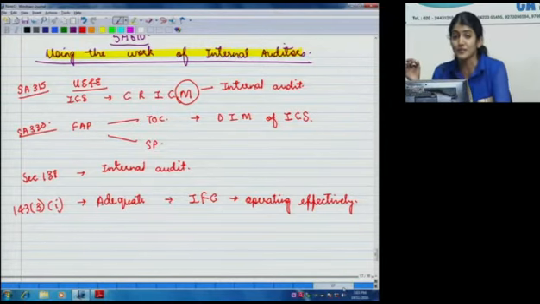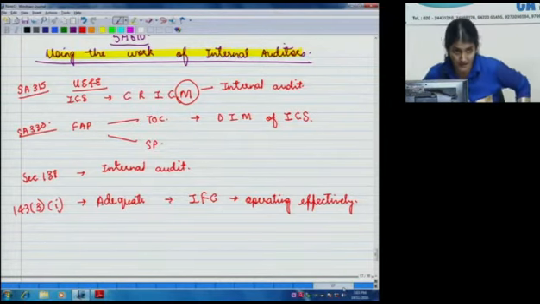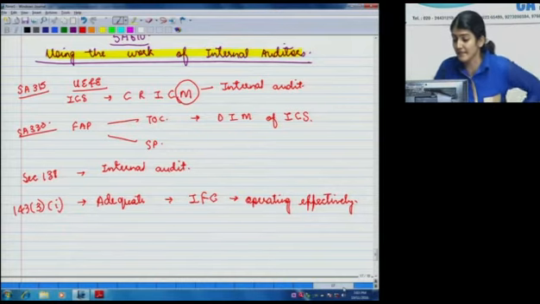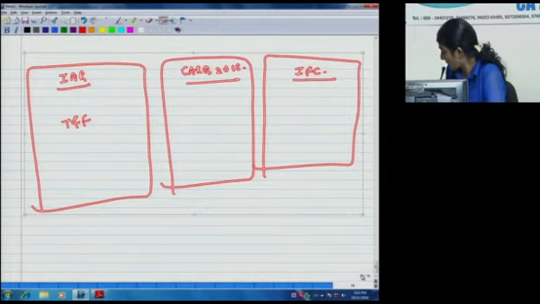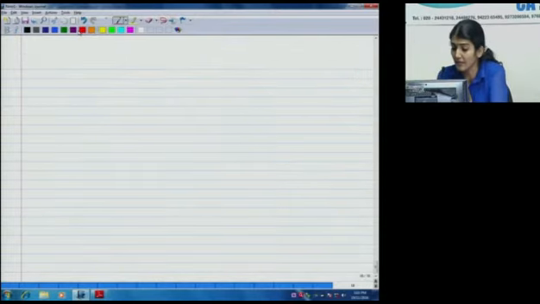Yes, but he continues to be responsible. Can he use the work? Yes, he can use the work, but CTBR. Okay. So, what are the objectives of SA 610?